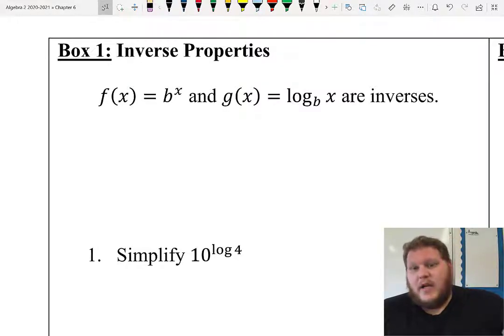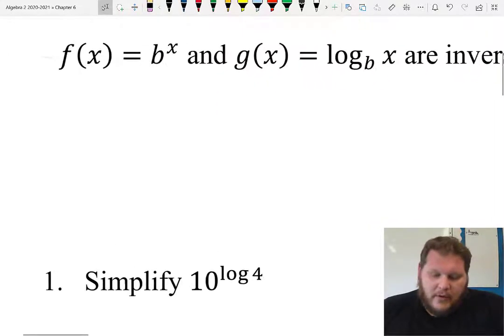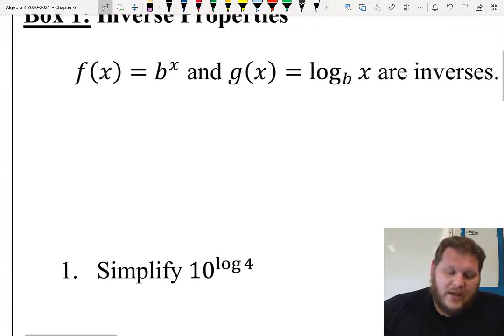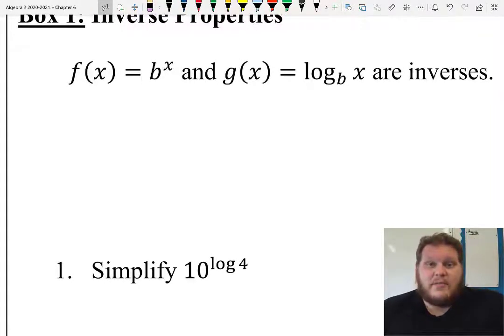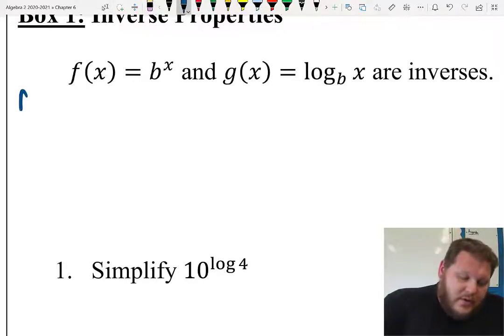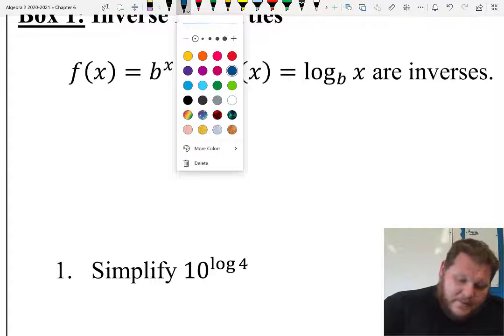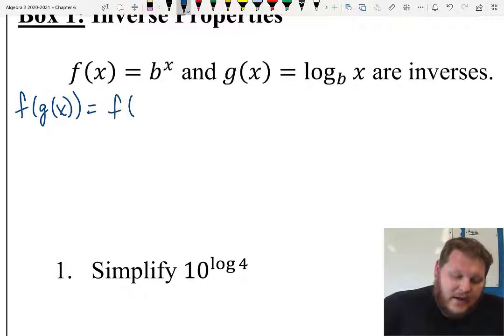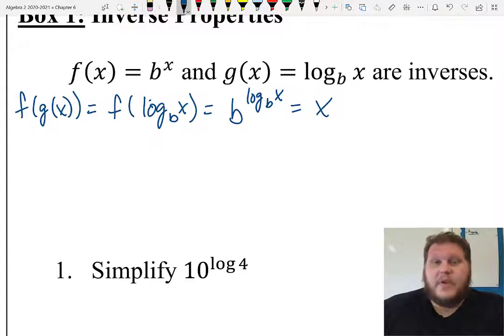We're going to show that if two functions have the same base, they are inverses of each other, with one being an exponential and the other being a logarithm. If I wanted to show that two things are inverses of each other, if you remember from last chapter, inverses have to give us just back x when we do our composite functions. So if we do f of g of x, we should get back x. With g being log base b of x, that would be base b to the log base b of x power. That's supposed to give us x, because they're inverses of each other.